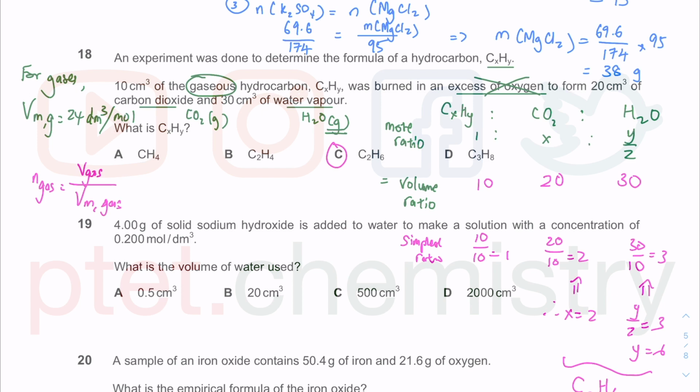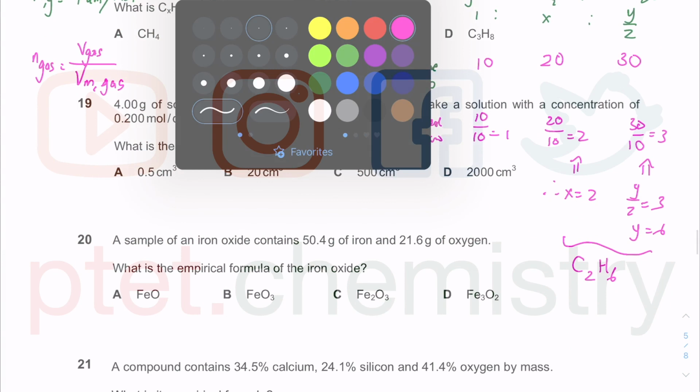All right, not too sure what's happening to my pencil there. All right, that looks better. Question 19, let me change the color.